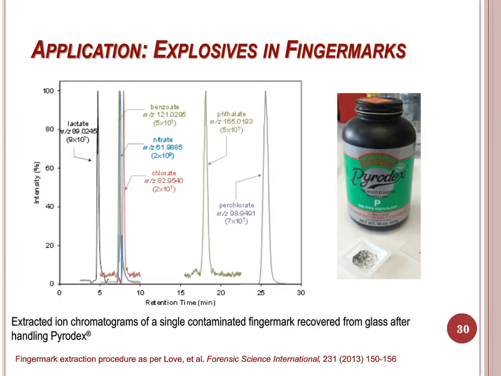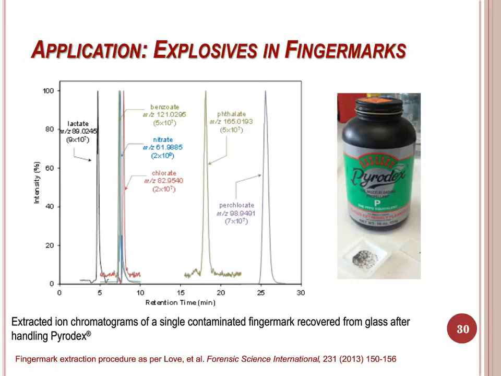Benzoate, nitrate and perchlorate were all detected in agreement with previous work using suppressed conductivity detection. However, using the more sensitive IC-HRMS method, it was also possible to observe clear signals for chlorate and phthalate at trace concentrations. All species were detected with ion intensities above 10 to the 7, which was considered acceptable for negative mode electrospray ionization.